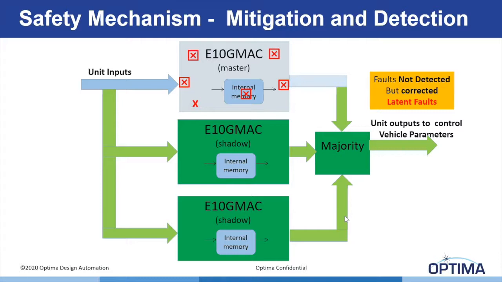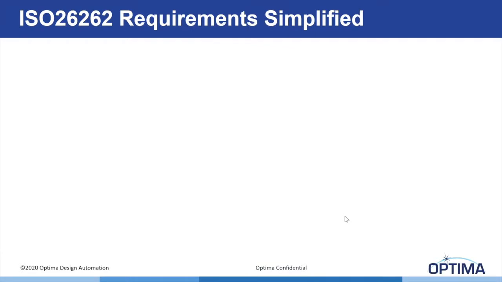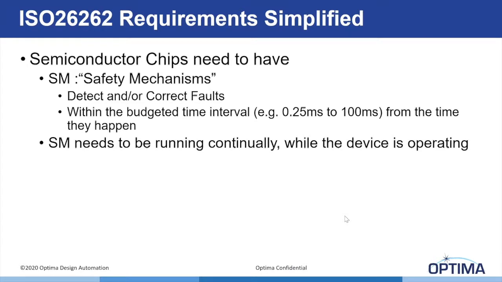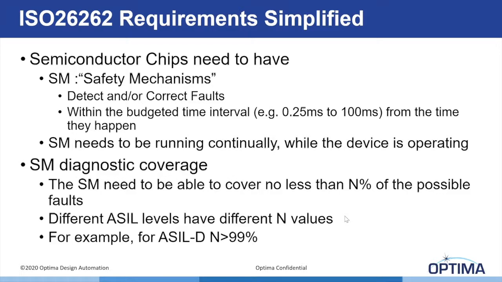There are latent faults present in the system. You can also have a detection mechanism so the fault can be detected. In that way, you can remove the latent faults. So, simplifying the ISO 26262 requirements, semiconductor chips need to have a safety mechanism to detect or correct faults within the budgeted time interval. The SM needs to be running continuously while the device is operating. And we should have a diagnostic coverage for this safety mechanism, covering not less than N%. For example, ASIL D should cover more than 99%. We've been using the word ASIL, and in the coming slide, we'll see what the automotive safety integrity level is in detail.